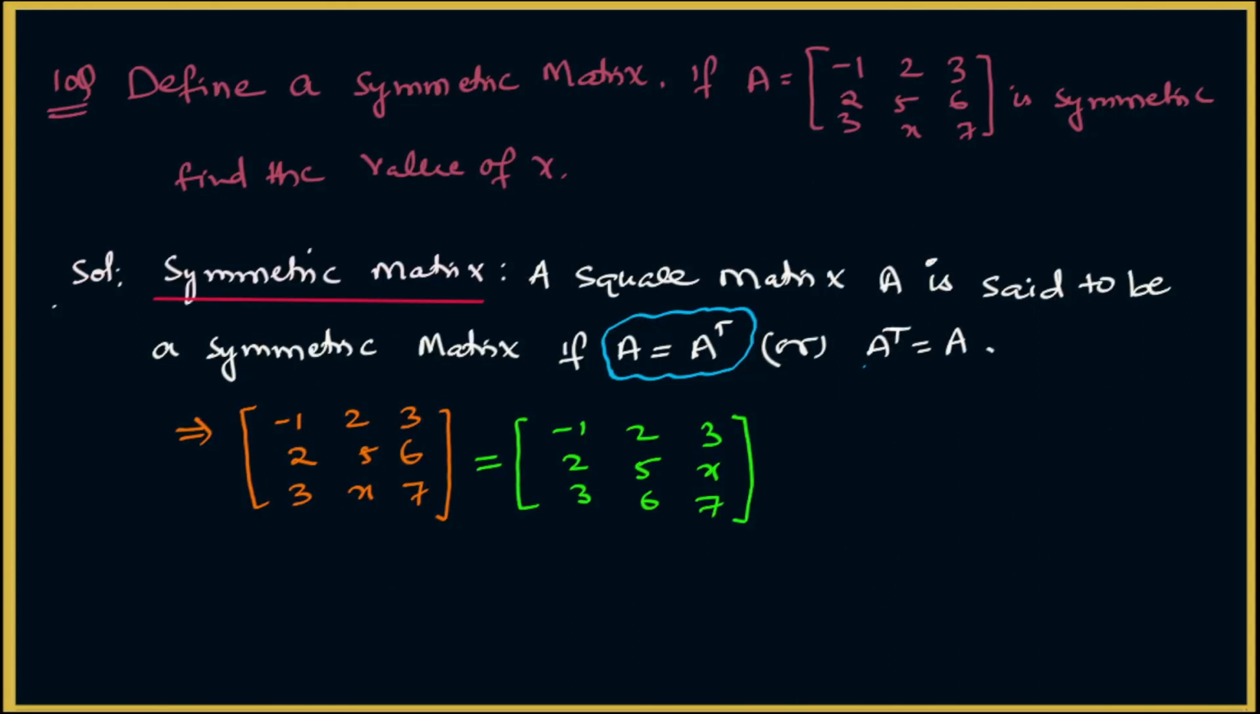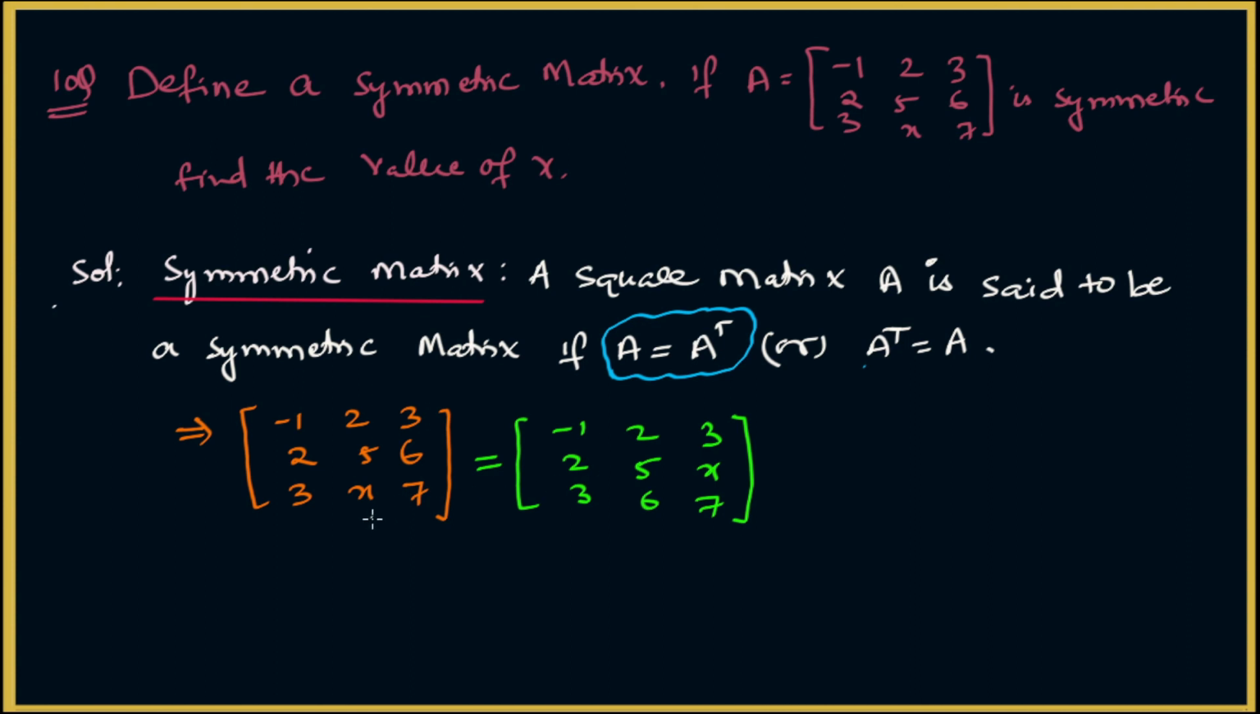Question number 10. Define a symmetric matrix. If A is minus 1, 2, 3, 2, 5, 6, 3, x, 7 is a symmetric matrix, find the value of x. So first write down the definition of a symmetric matrix. What is a symmetric matrix? A square matrix A is said to be a symmetric matrix if A equals A transpose, or A transpose equals A. A square matrix is said to be a symmetric matrix if A transpose equals A.